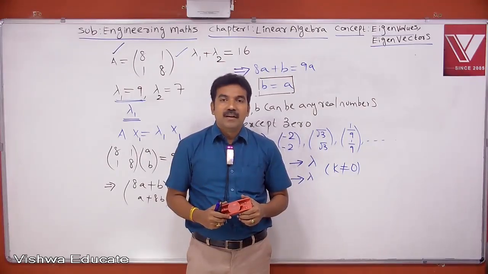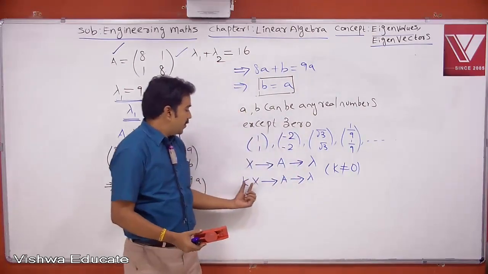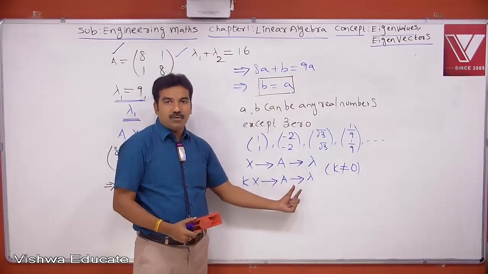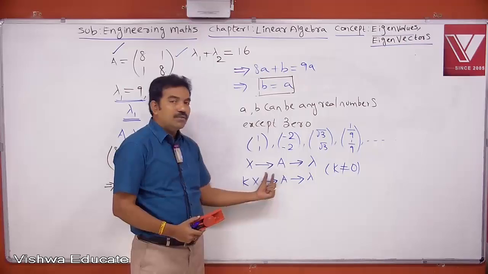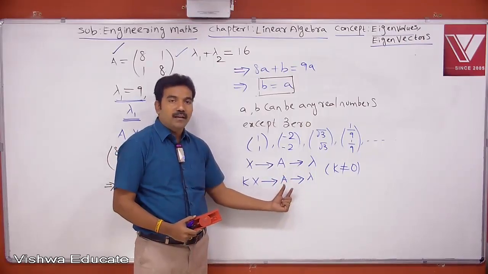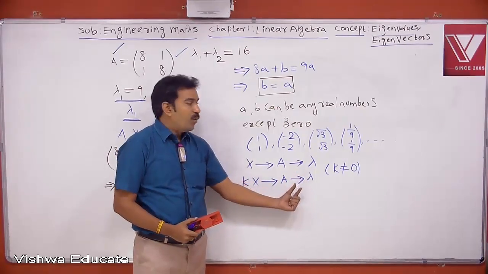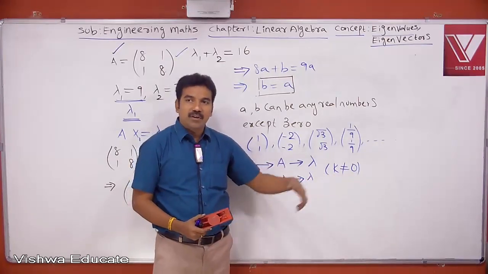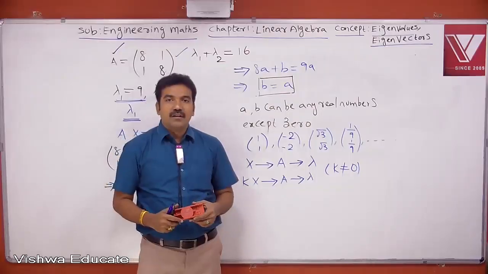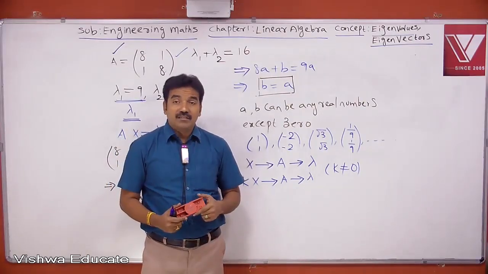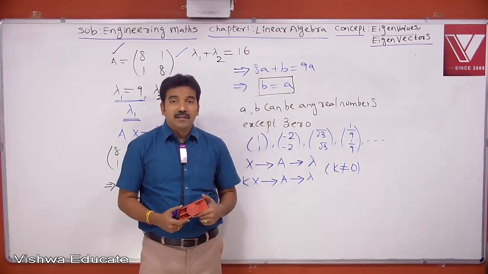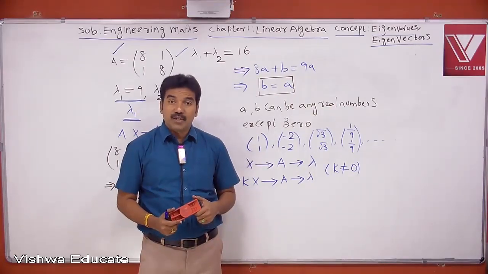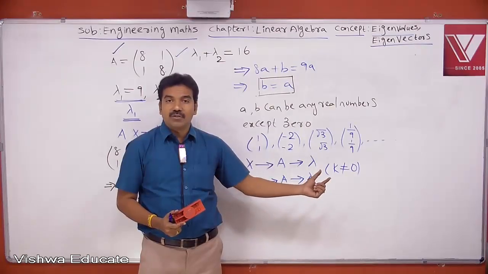then k into x is also an eigenvector of A with respect to lambda, where k is any non-zero constant. I repeat once again, if A is a matrix with x an eigenvector with respect to lambda, then k times x is also an eigenvector of matrix A with respect to lambda, where k is any non-zero constant.